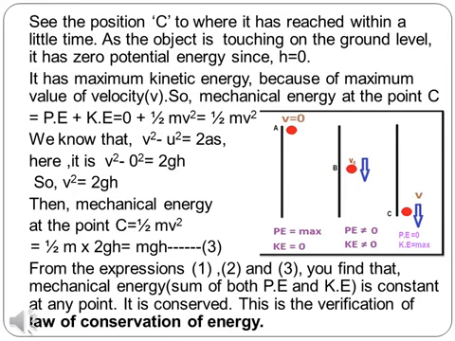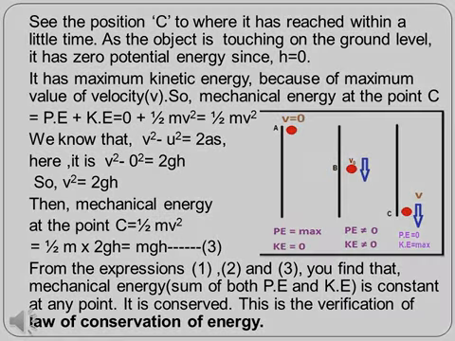From the expressions 1, 2 and 3, it is seen that mechanical energy, which is the sum of both potential and kinetic energy, is constant at any point. So, it is said to be conserved. This is the verification of the law of conservation of energy.